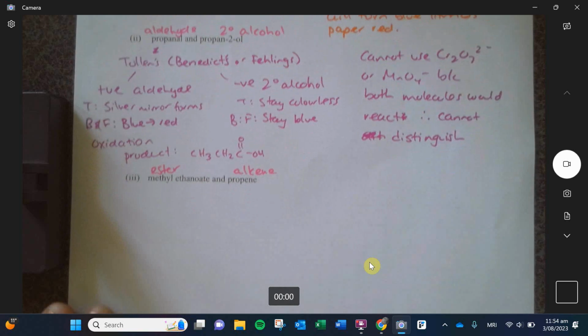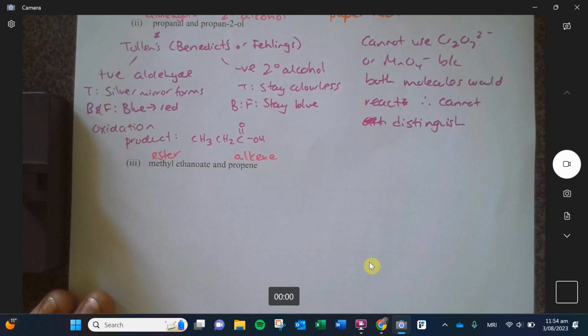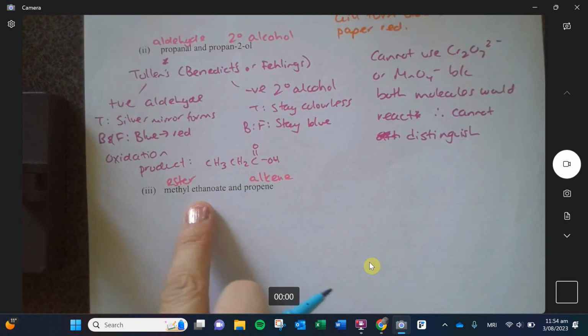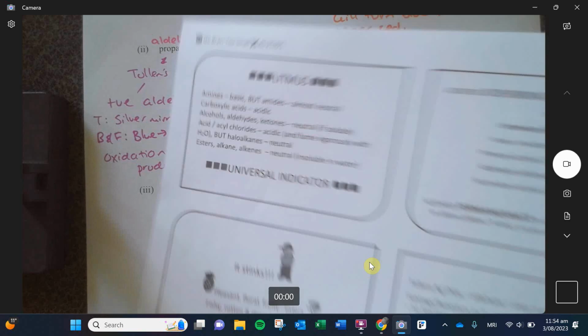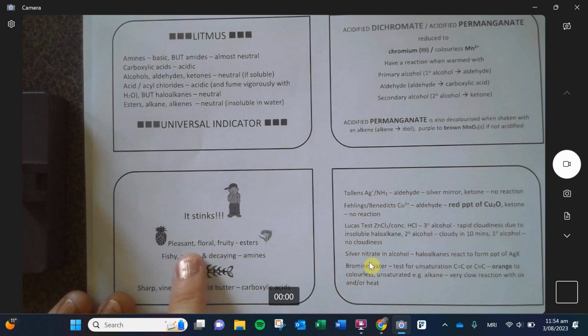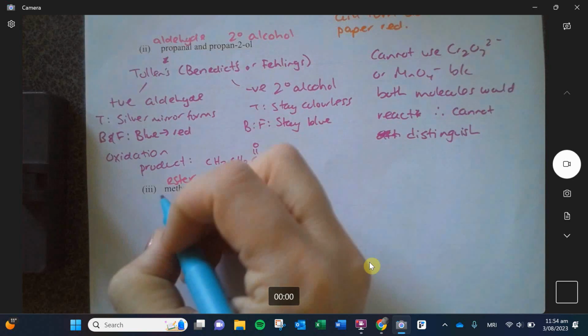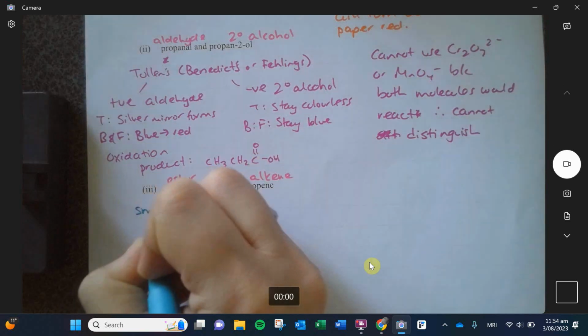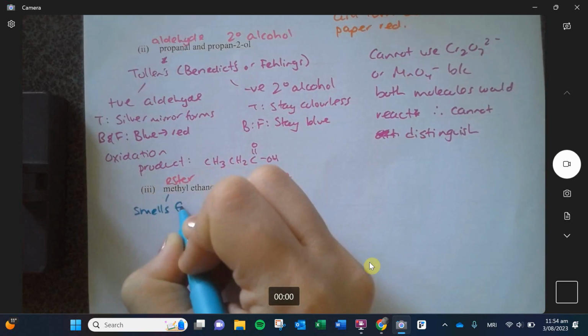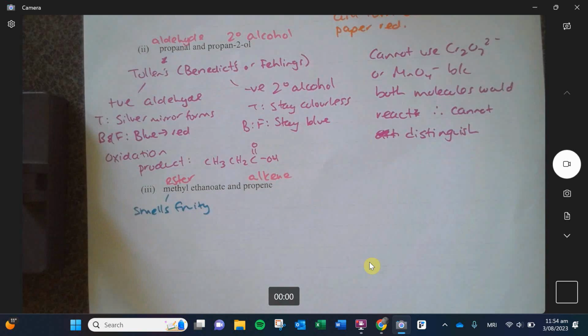All right. Last one we have is an ester and an alkene. Esters, if we look at our little sheet over here, we identify it by the smell. It's going to smell really, really nice. And that's how I would basically figure that one out.